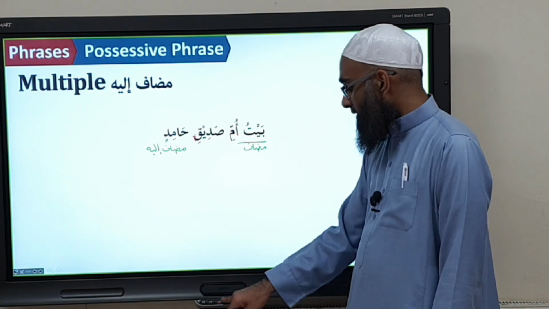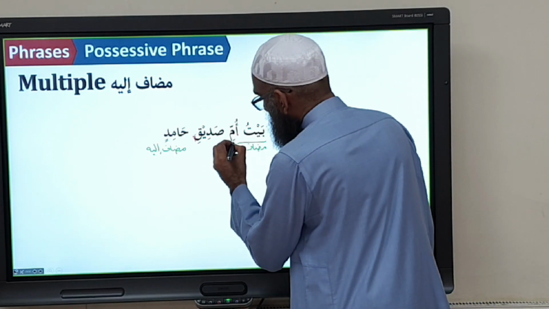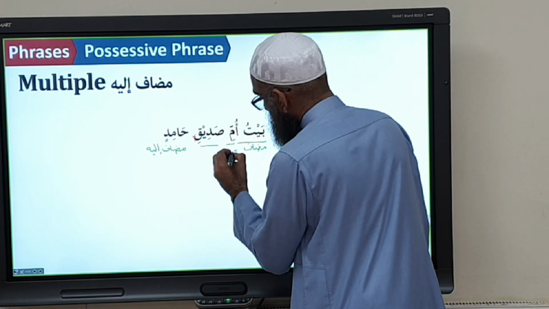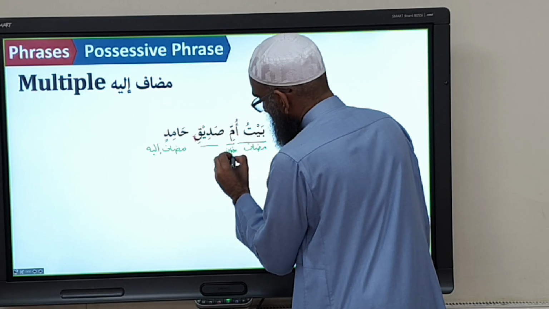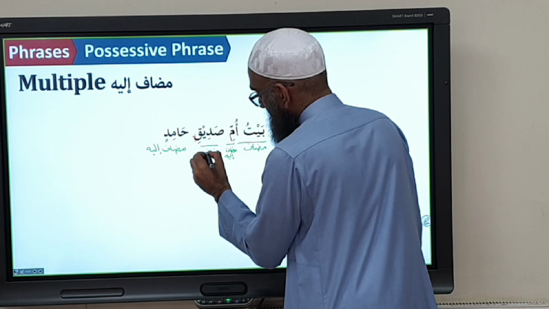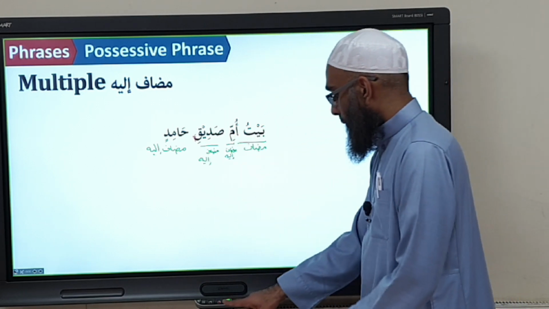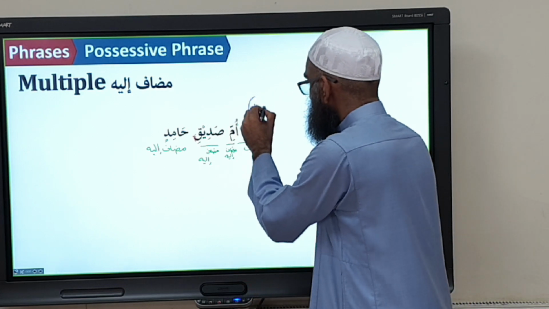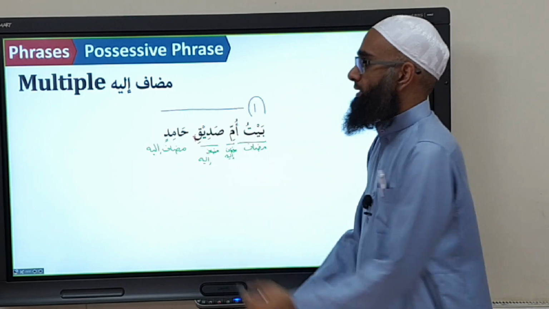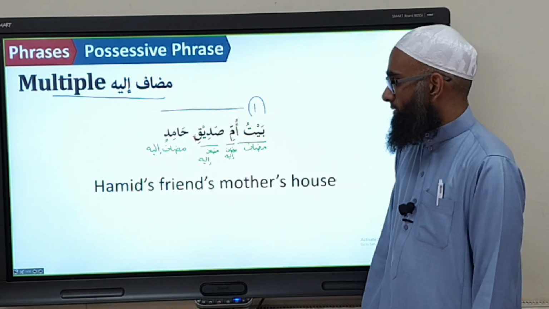So the first word is mudaf, the last word is always mudaf ilay. Then what do these in between become? These also in between become mudaf ilay. So you have one mudaf and you have multiple mudaf ilay. That's what we're discussing here. Now how do you translate this? In one of two ways.